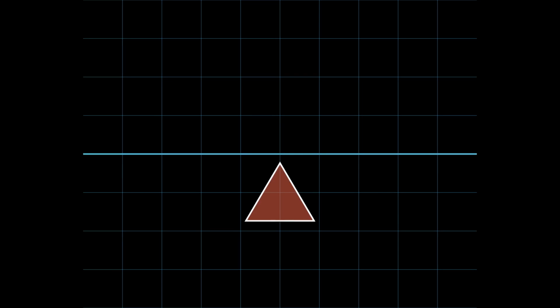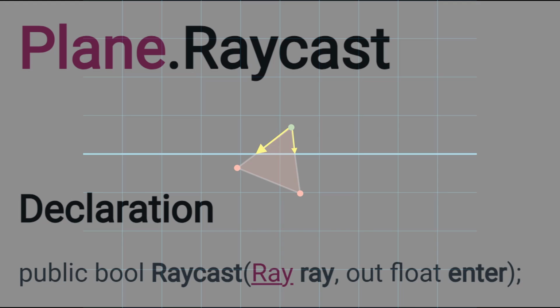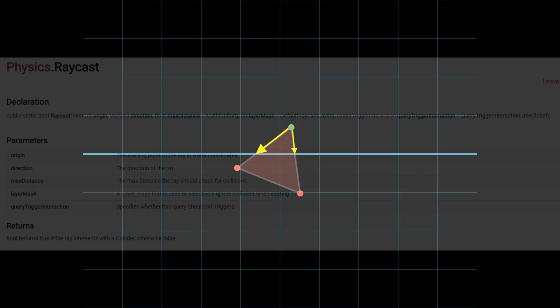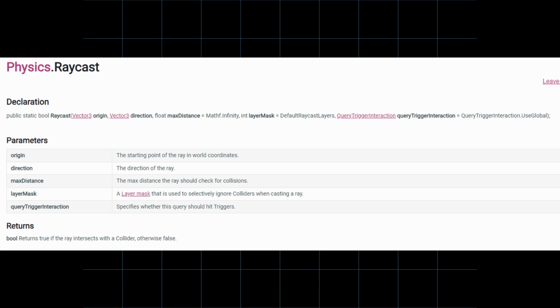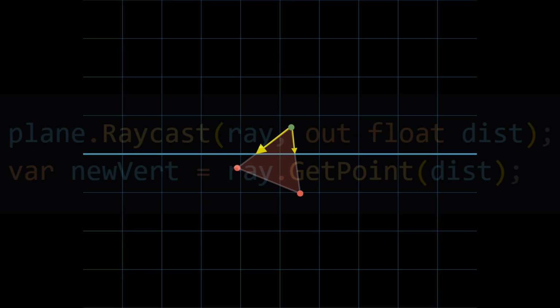When only one vert is on the positive side, we have to cast 2 rays from this point in the direction of the other points, and check the intersections with the plane. Again, Unity helps us here with the method plane.Raycast, which gives us the distance along the ray until the intersection point. Unlike the Physics.Raycast method, we cannot get the intersection point directly with a RaycastHit, but with ray.GetPoint, we can get the point at a certain distance along the ray.